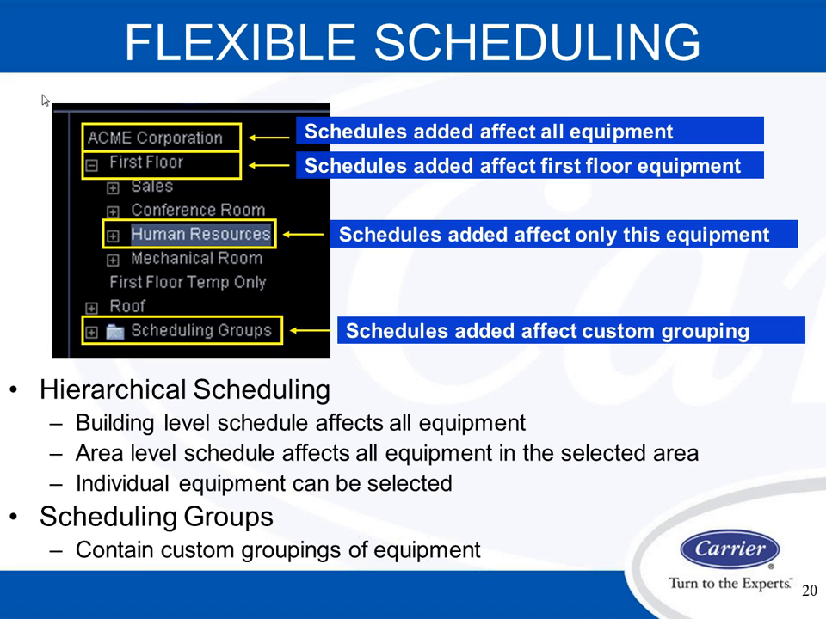What that's showing you is that if you put a schedule at the Acme Corporation, it would be applied all the way down to every device on there. If you put it at the first floor level, it would only be applied to the sales, the conference room, the human resource, and the mechanical room on there. And the roof would not be included in that.